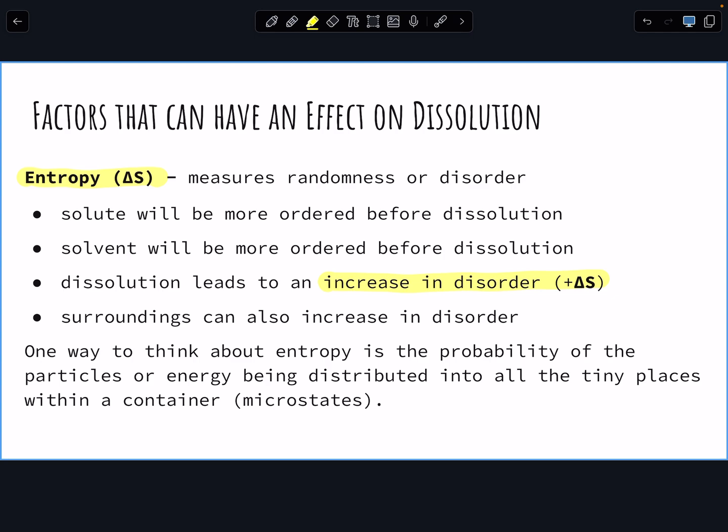So one way to think about entropy is the probability of particles or energy being distributed into all the tiny places within a container, or what we call the microstates, so spreading out. I always think of entropy like the universe always wants to go towards disorder, right? Like you can clean up your room, I can clean up my classroom, my desk. By the end of the week, it's always going to be a mess, right? Because things will go towards disorder. So the entropy will generally be positive for things.